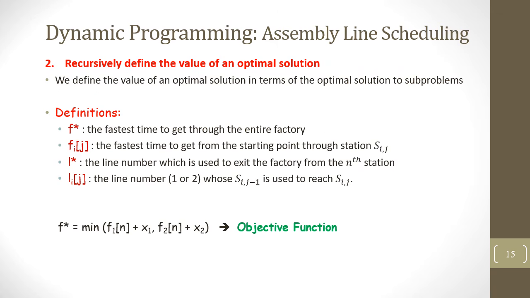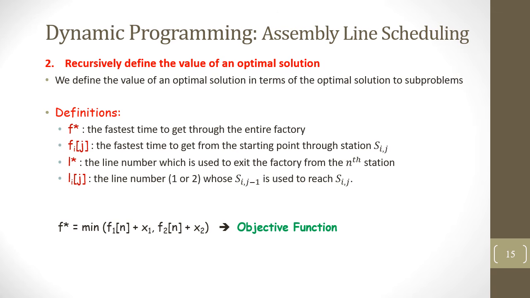The second step to design an algorithm using dynamic programming is to recursively define the value of an optimal solution. So we define the value of an optimal solution in terms of the optimal solutions to subproblems. Our strategy is to build a table to save previous results so that they don't have to be computed or recomputed each time.